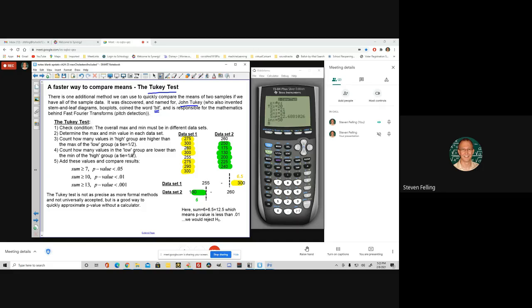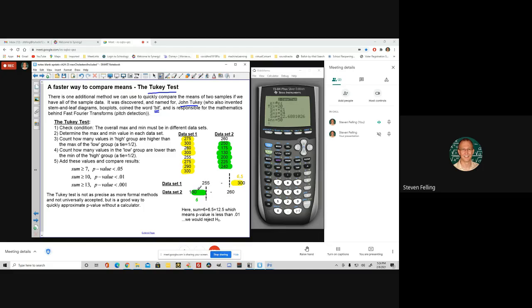What we're going to do is check the condition. The only condition is if you have two sets of data here, then the min and the max must be in different data sets. So if I looked at data set 1 and scanned it for the lowest value, that's 255, and the highest value is 300. And then I looked at data set 2 and its lowest value is 130 and its highest is 260. The only requirement to do this Tukey test is that the max has to be in one data set and the min has to be in the other.